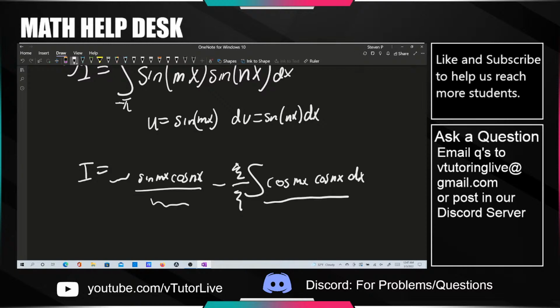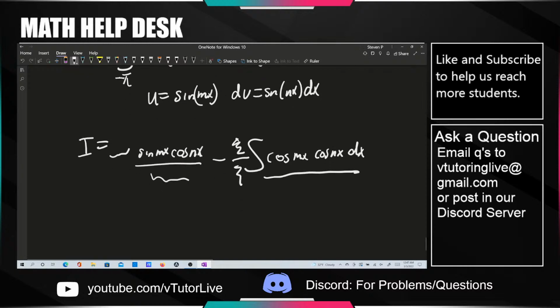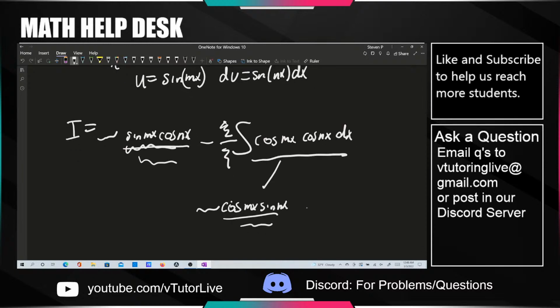And the idea is if you integrate this again, then this splits into another term that's going to look like this one, but in reverse. It's going to be cosine mx, sine of nx, times some constants. And the most curious thing happens: you get the original integral again, which is sine of mx, sine of nx.